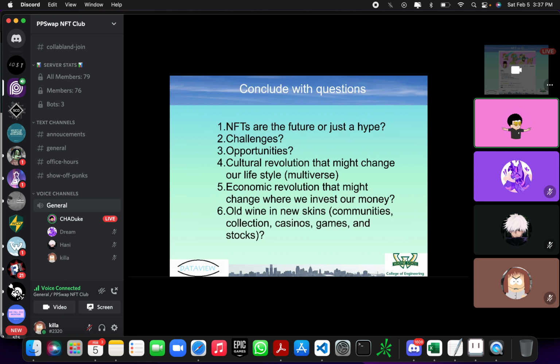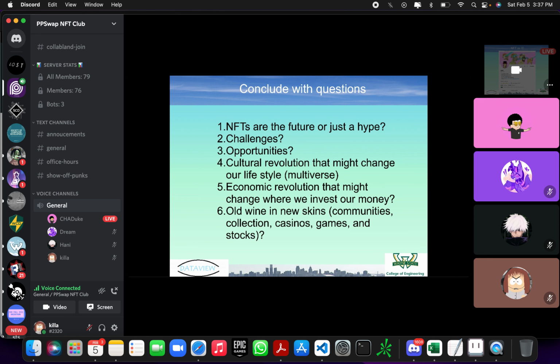That we're going to stay more in the metaverse, or is it going to be an economic revolution that might change where we put our money? For example, we just talked about people who might buy the NFT and pool their money together. You can invest, and then the return can be shared by the community. Or is it just an old scheme in a new form? For example, community: we have always been creating communities, but NFT enables a new way of creating community. Collection: we always collect stamps, we always collect shoes. Is this just our psychological need to collect something and own something?